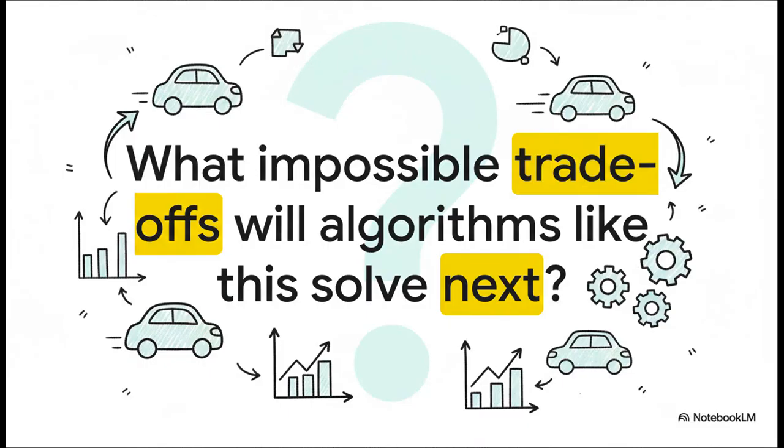As the challenges we face get more and more complex, with more and more conflicting goals, I'm talking about things like drug discovery, or global supply chains, or climate modeling. What other impossible choices will be made possible by the elegant logic of algorithms like NSGA II?